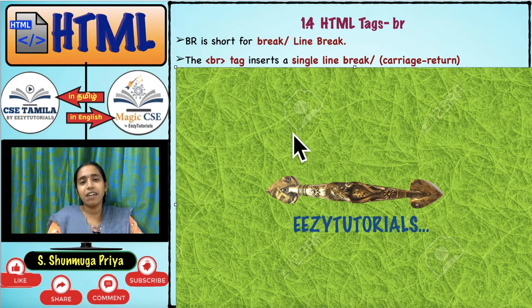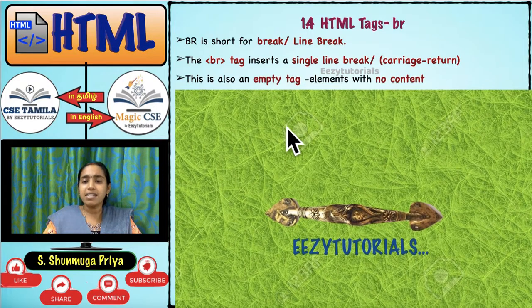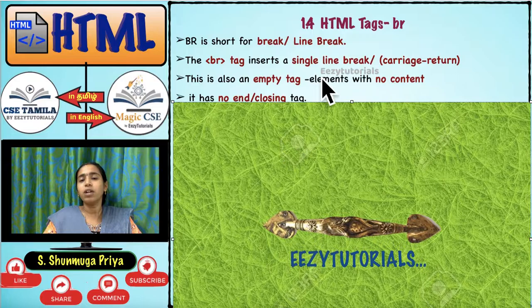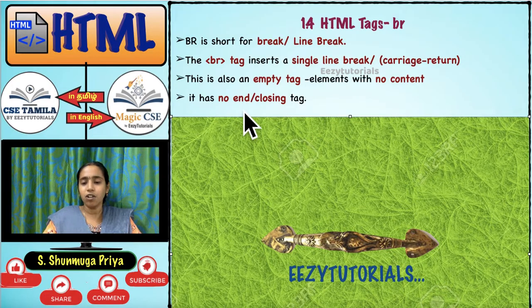In paragraphs and headings and all, you have a starting tag and an ending tag. Here you don't have such, and this does not contain any content. In paragraphs and headings you give some content, but here you don't give any text content. So it is called an empty tag. A tag without any content is called an empty tag. So the BR tag is an empty tag. It does not have any end or closing tag.